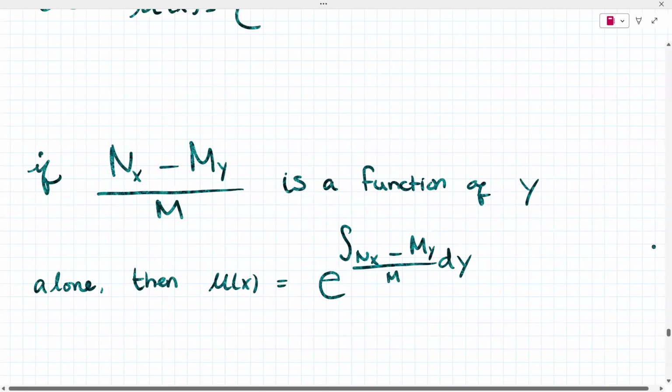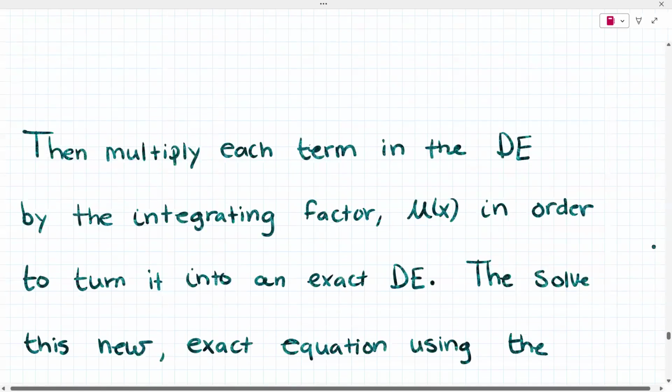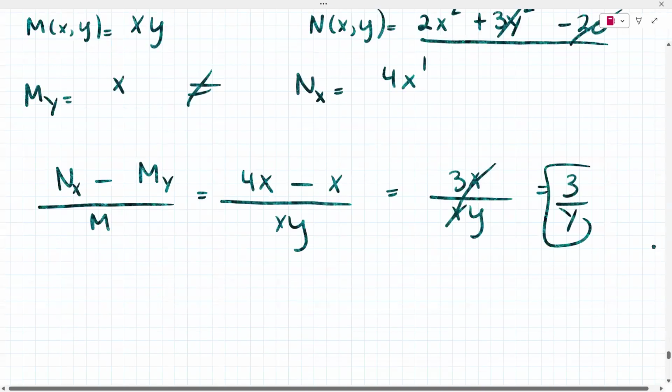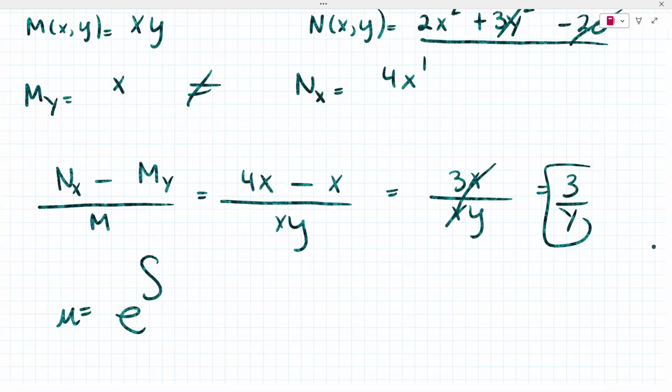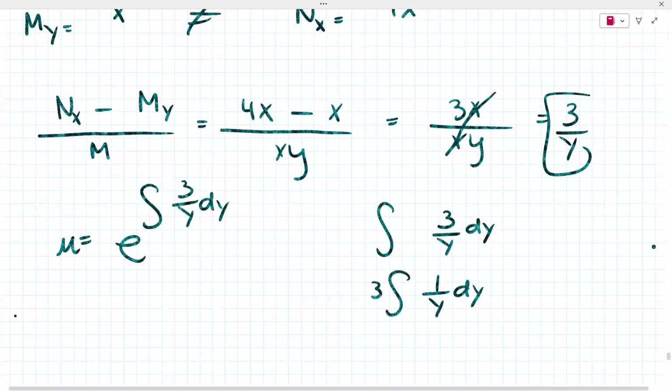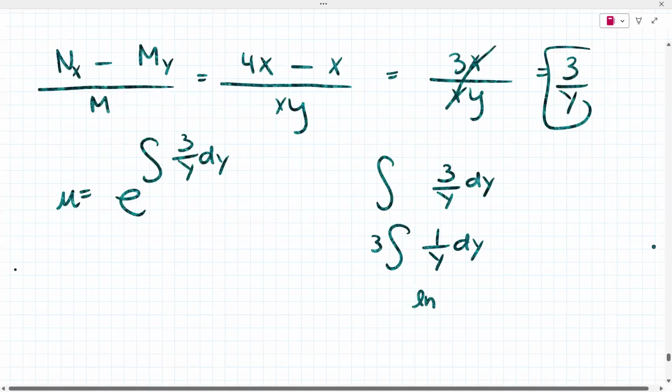Then what we have to do is put it in the mu form. Then you have to find mu, which is e to the integral of what we just found. So your mu is going to be e to the integral of 3 over y dy. And what is the integral of 3 over y dy? Well, 3 is a constant, so you can take that out. So that's 1 over y dy, and this is the ln of the absolute value of y, and then you have this 3.